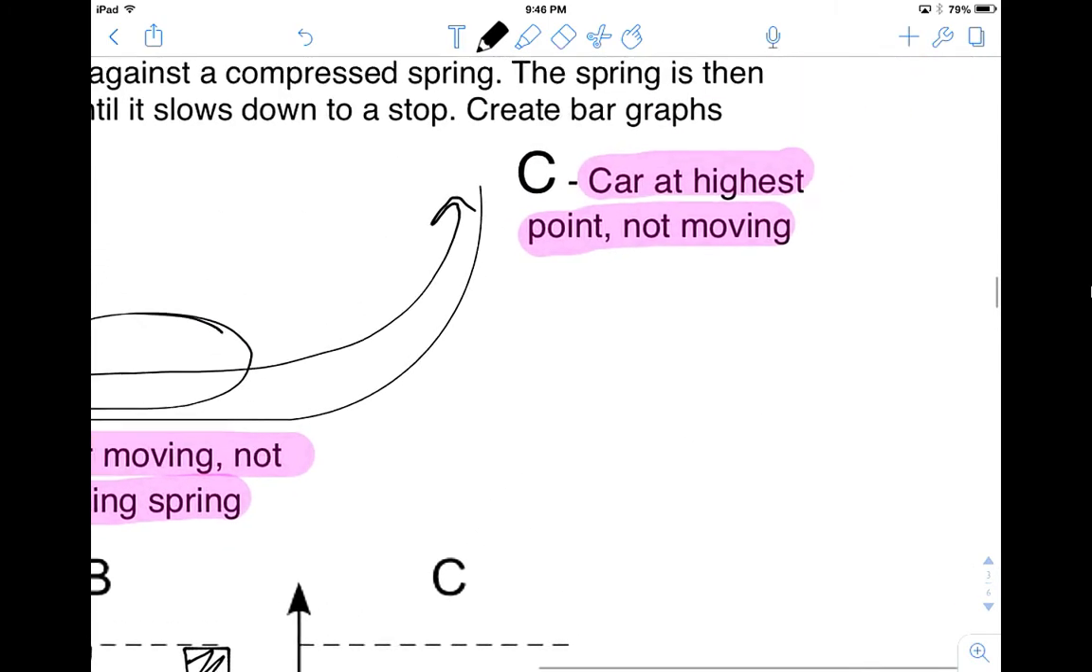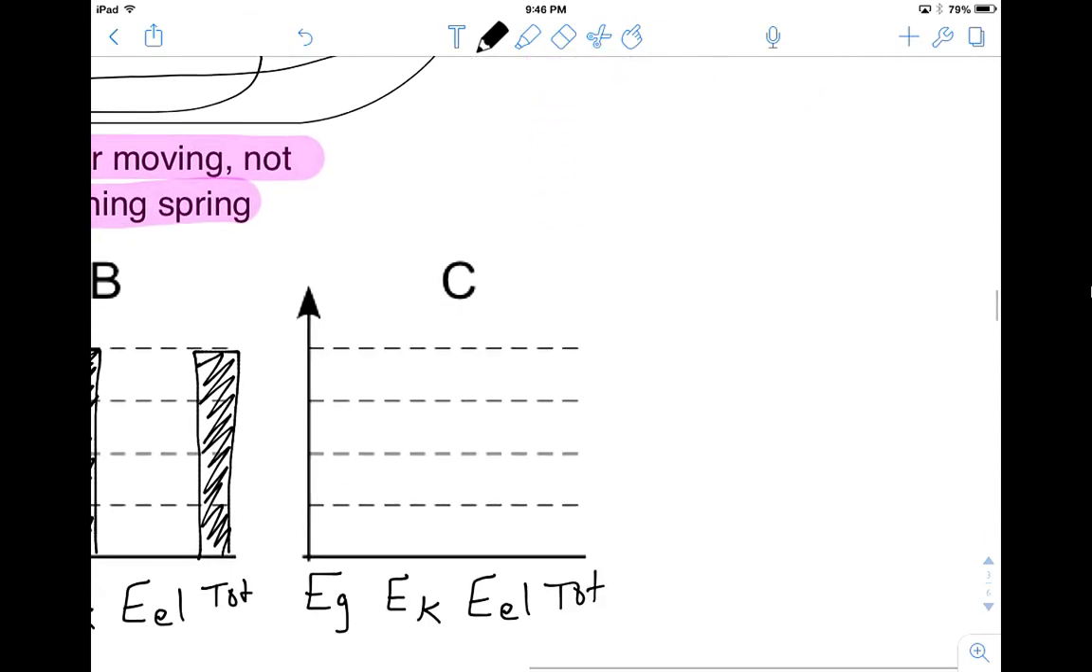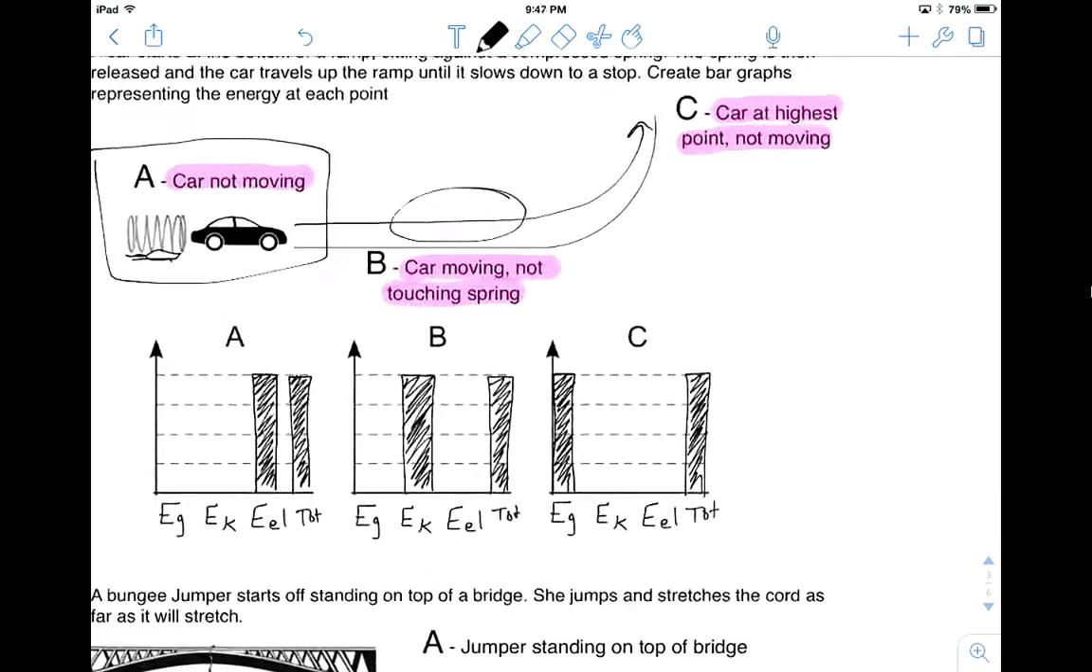Okay, now part C says the car's at its highest point and it's not moving. So again, it's not moving, so I cross off EK. It's not touching anything elastic, so I cross off EEL. But it's at its highest point, so now all of a sudden it finally has some height. It didn't have height before, but now it has height. So that means that all of that energy has changed into EG, gravitational potential. And our total stayed the same for all three.